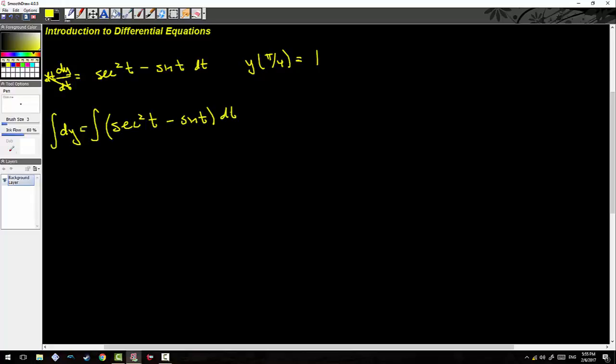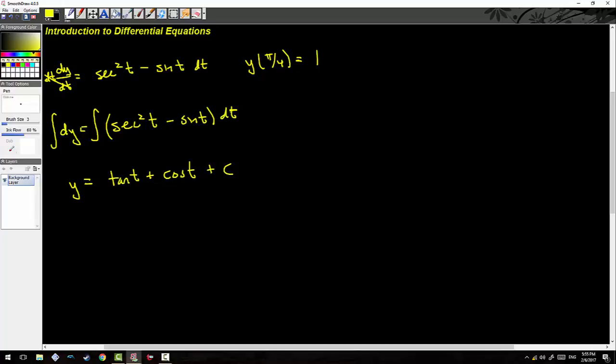Now, this expression right here should look pretty familiar. We've seen this many, many times before. If I integrate dy, I get y, and that's going to equal, well, what's the integral of secant squared? Well, that's going to be tangent of t minus the integral of sine is actually going to be negative cosine, so this is actually not minus at all. It's going to be plus cosine of t plus c.